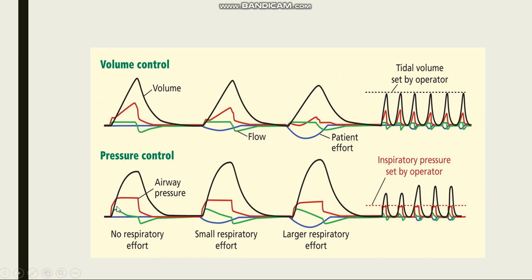In pressure control, the pressure of the ventilator will remain the same. However, the tidal volume may vary. This is done especially in case of acute respiratory distress syndrome. This is in order to avoid alveolar damage or damage to the lungs, because the lung is already non-compliant. So if we increase above the set pressure, it could damage the lungs.